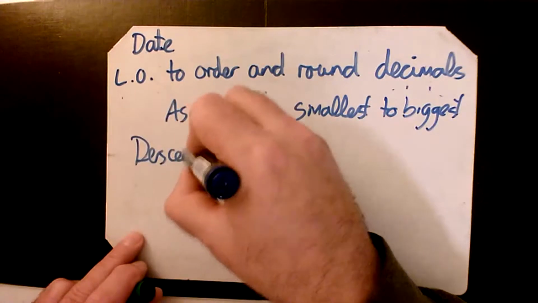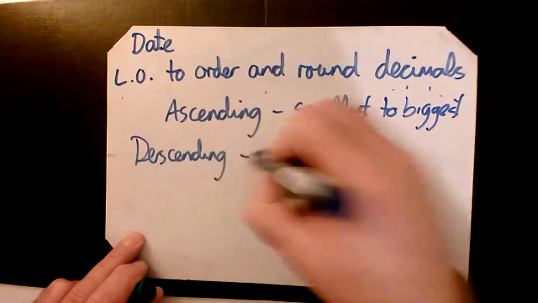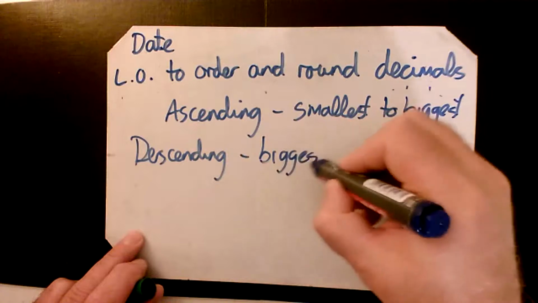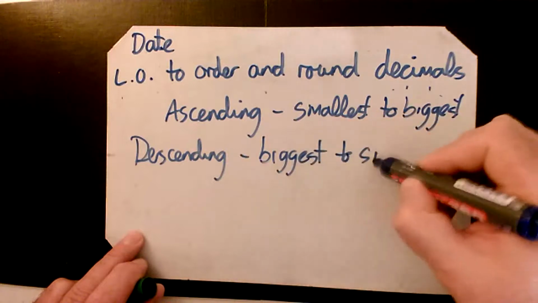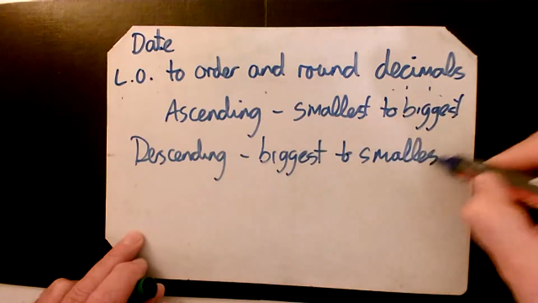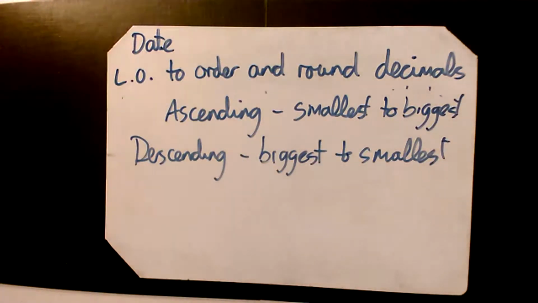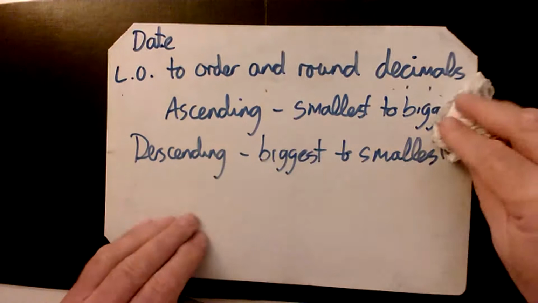Then you get descending. When you're at the top of the mountain, you descend downwards. So it's the biggest to the smallest. That's important. You must remember that. Very often when you mark tests, you see that people know what they're doing, but they get their ascending and descending mixed up.